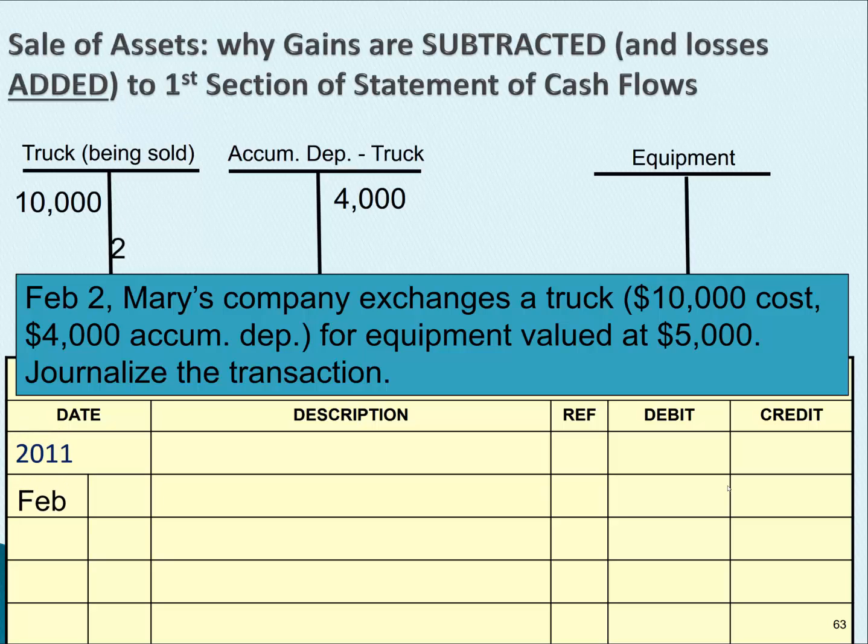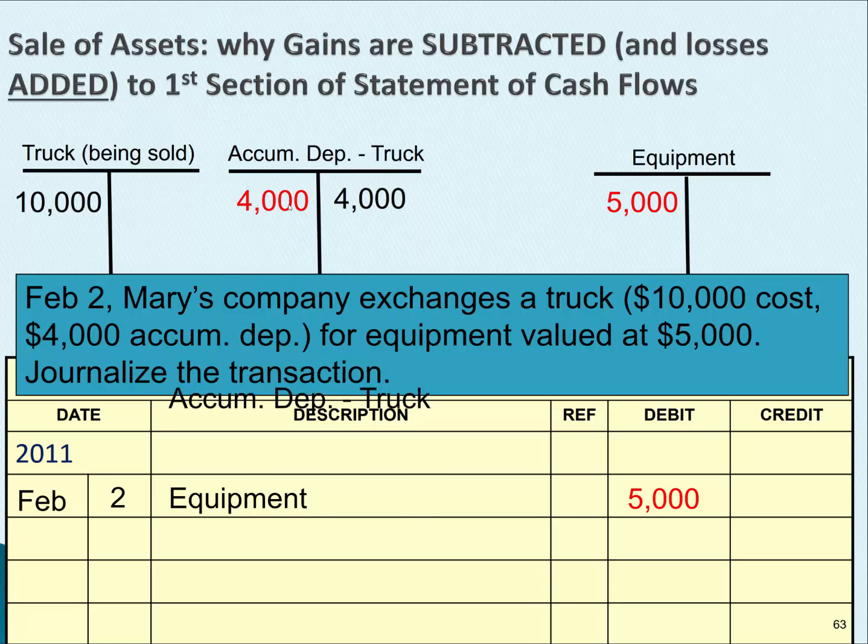So it's February 2nd, and our new equipment is going up, so that is the debit account. We're going to post it in our T account first, just for learning purposes. So equipment is going to be debited for its value on February 2nd. And now we have to get rid of the truck and the accumulated depreciation from our account. Which one will we get rid of first? Well, we have to do debits first. So we need to debit the accumulated depreciation account to zero it out. So I'm going to zero out my T account, and then I need to record that in the journal entry.